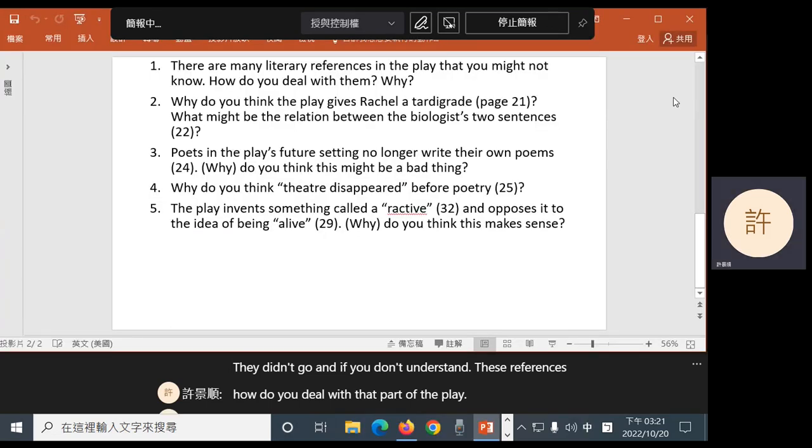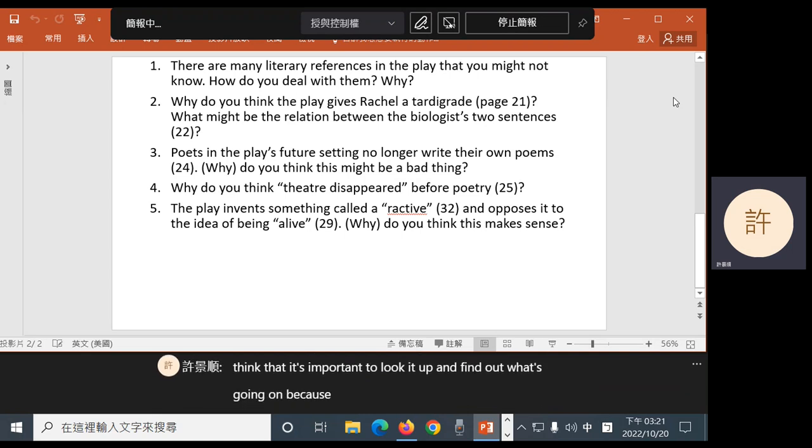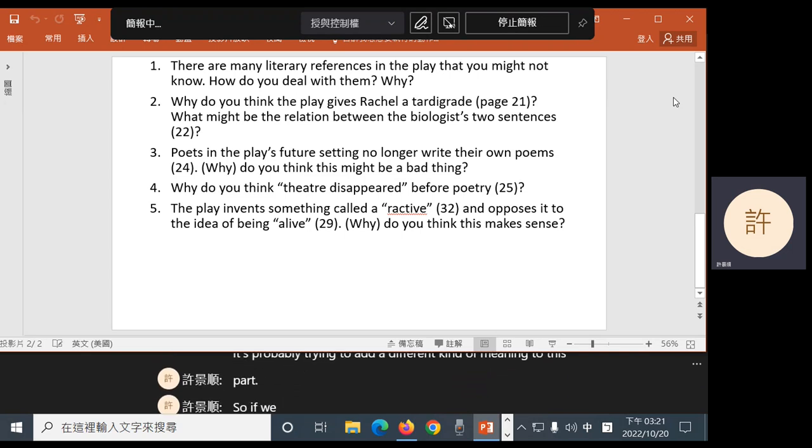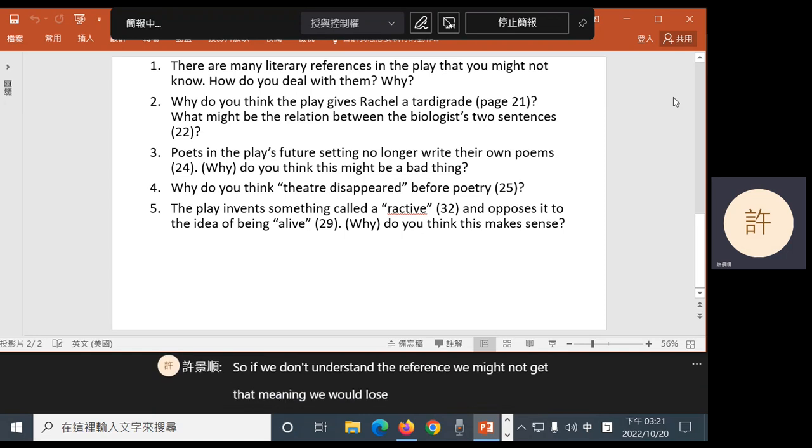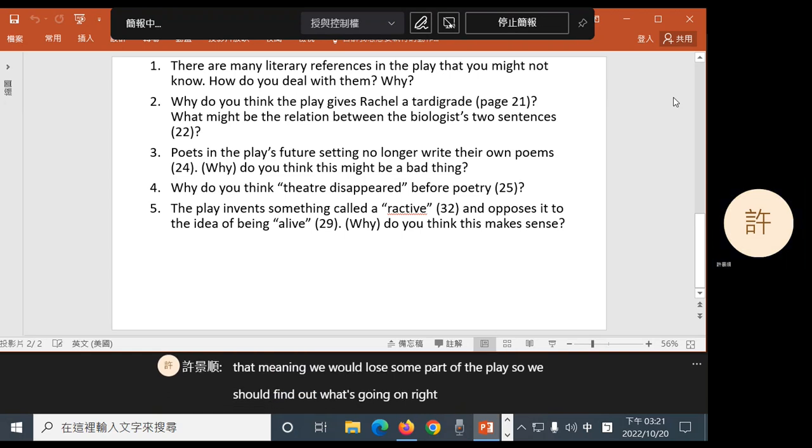So for question one, group five says that when they come across a literary reference that they don't understand, they think it's important to look it up and find out what's going on. Because if the play uses a reference, that means it's probably trying to add a different kind of meaning to this part. So if we don't understand the reference, we might not get that meaning. We would lose some part of the play. So we should find out what's going on, right?